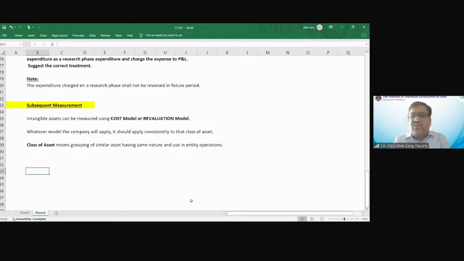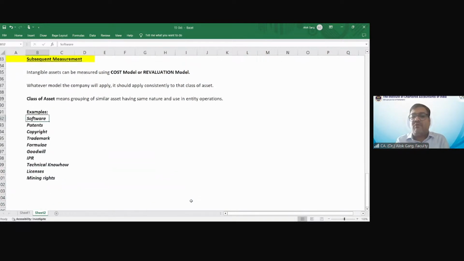Remember, in PP we have talked about the class of asset, and factory building is a separate class of asset. These are some examples of class of asset: software, patent, copyright, trademark, formula, goodwill, IPR, etc. Okay, right? So, students, just a minute.